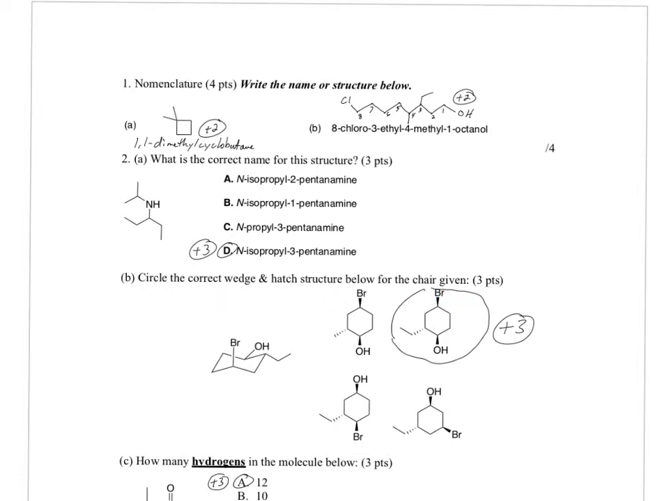Circle the correct wedge and hash structure for the thing below. Again, seeing this, you should recognize the bromine and the OH are on the same side. The ethyl is on the opposite side. So you want to find things with bromine and the OH on the same side. And that doesn't narrow much down. That's a methyl though, so that wouldn't work. And if I numbered my carbons, that should really help.